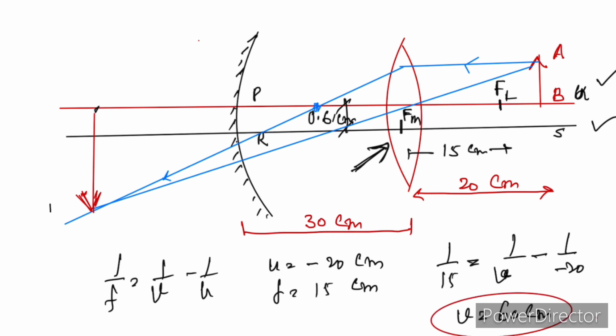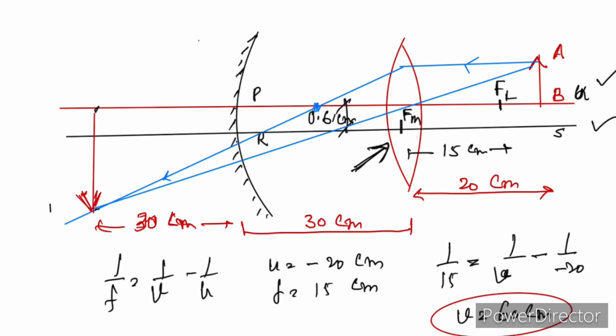It is 60 centimeter from the lens, so naturally this will be 30 centimeter. Correct. So this is the image we have formed through the lens. Now this image will act as an object to the mirror, and let us draw the image where it is going to form.